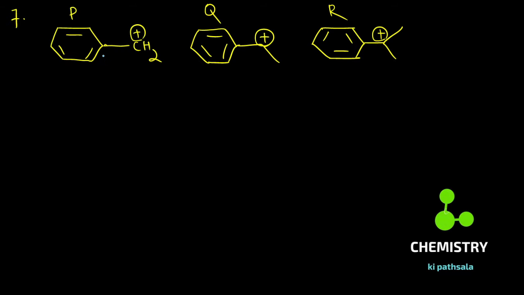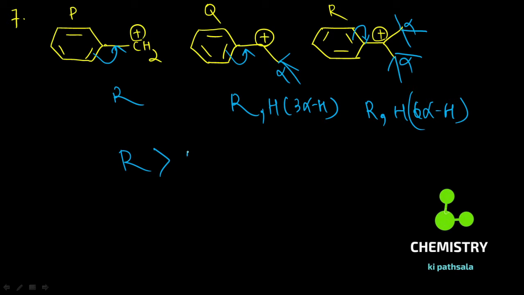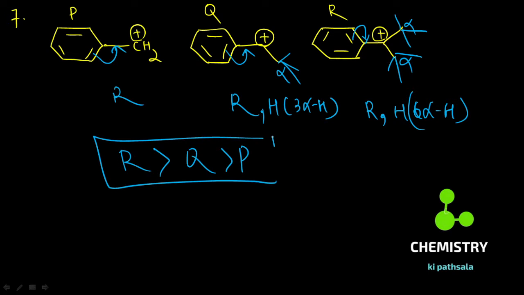In question number 7, you find resonance is there in the case of P. In the case of Q, resonance is there, and here you can find 3 alpha hydrogens, so it is stabilized by hyperconjugation. Now in the case of R, there is also the possibility of resonance, and also you will get 6 alpha hydrogens. So the more alpha hydrogens, the more stable the carbocation. So the answer will be R greater than Q greater than P.